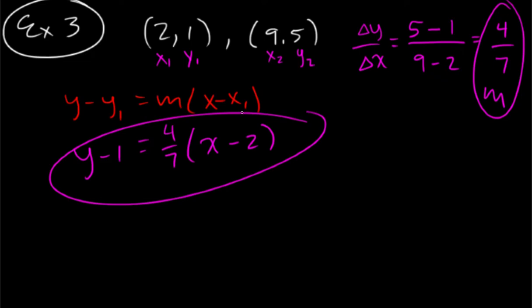Once again, you could change this into point slope form or slope intercept form using the method we did in example 2. I'm not going to do that right now. And let's move on to example 4.